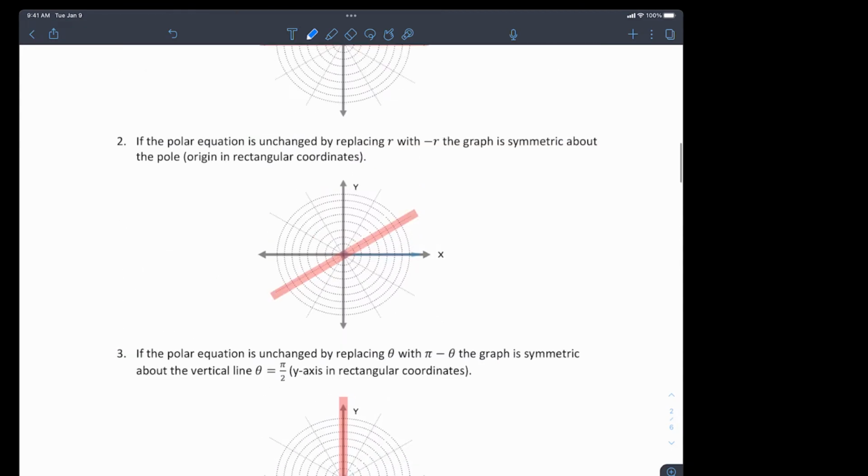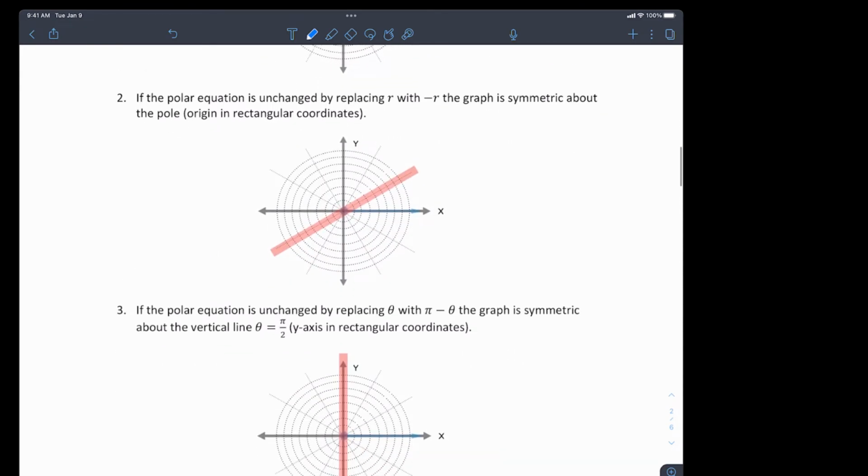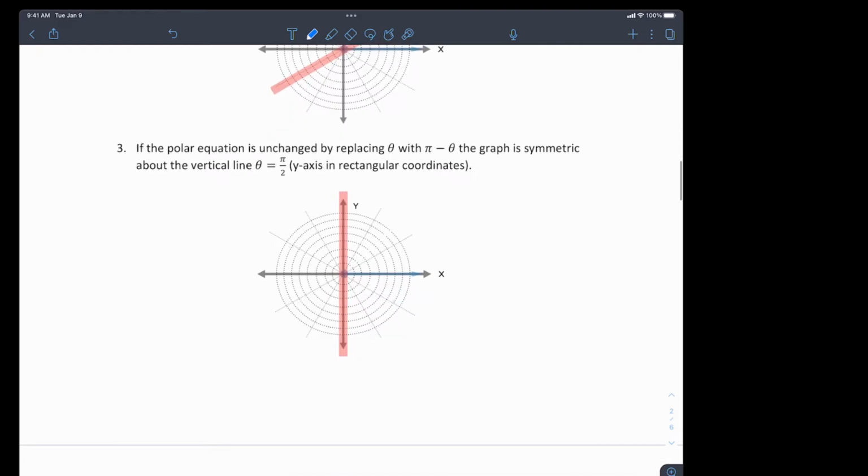Something's off here for me a little bit. I've got to double check. If the polar equation is unchanged when you replace r with minus r, then the graph is symmetric about the pole. If the polar equation is unchanged when I replace theta with pi minus theta, this is the cofunction identities.